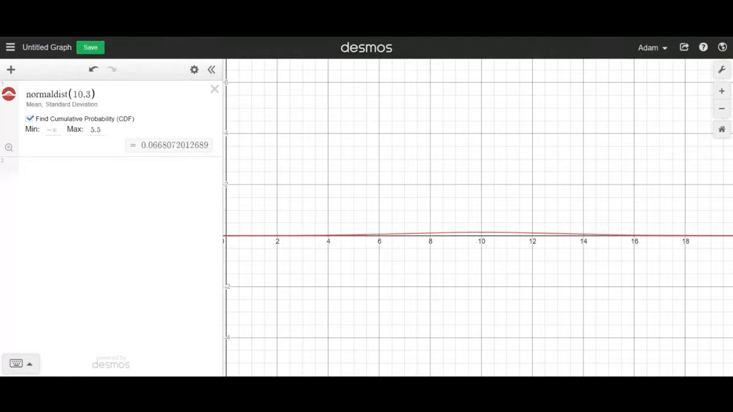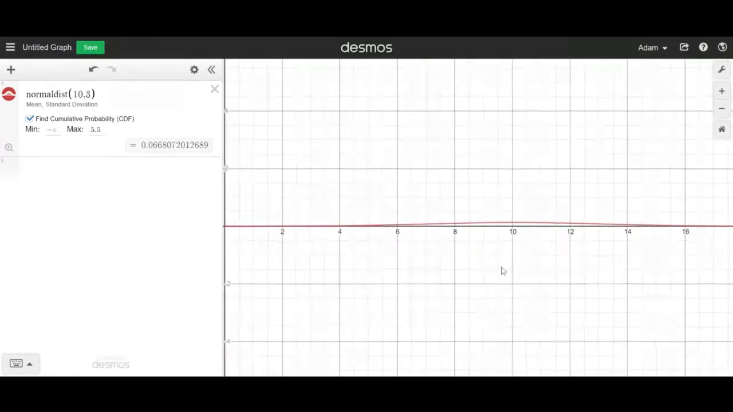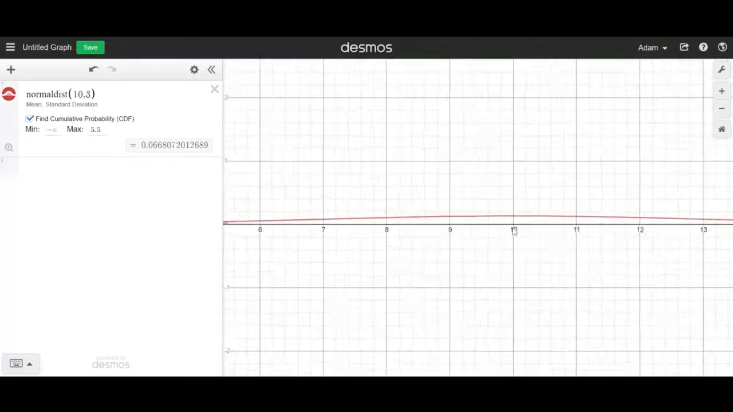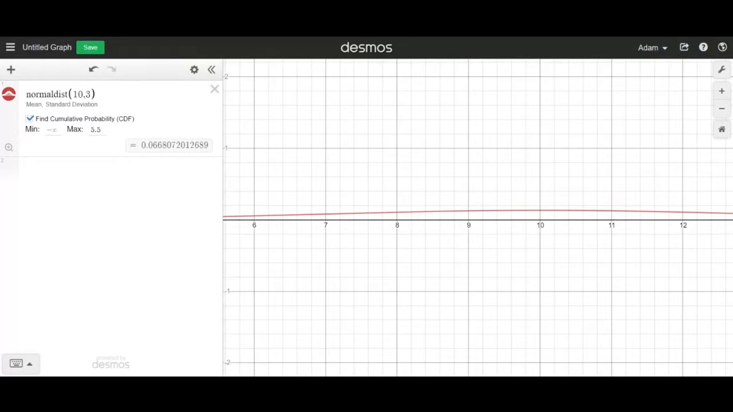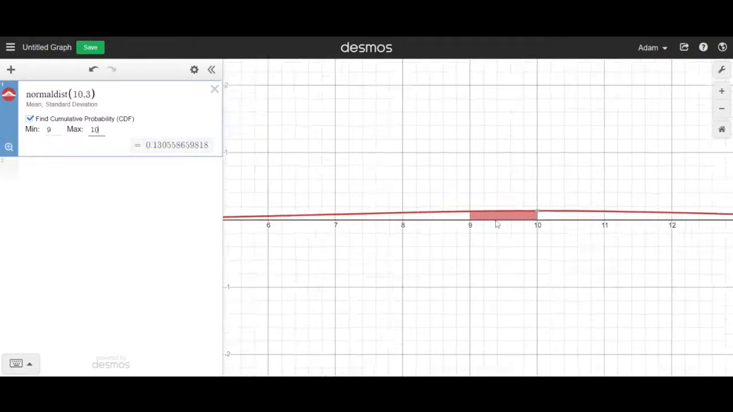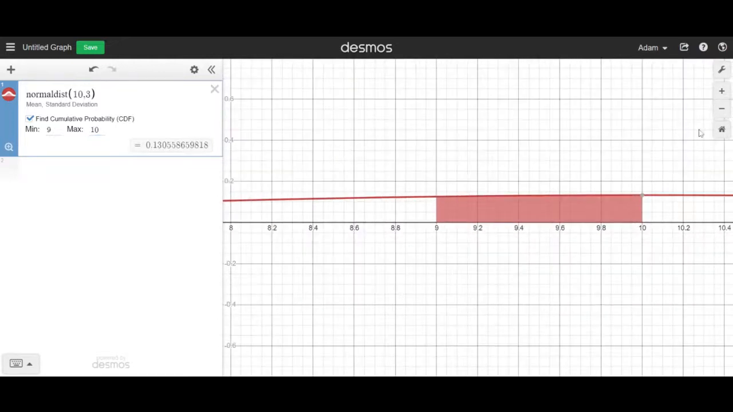Now I want to zoom in just a little bit. Let me make sure I got the numbers right. Yes, I did. Good. So again, I know it looks almost horizontal, mostly because the standard deviation is kind of high, but that's okay. Let's find the percentage of data values between 9 and 10. So we're going to type in a minimum of 9 and a maximum of 10. You can see, I'm going to zoom in a bit.